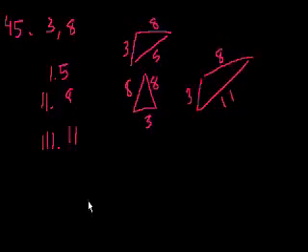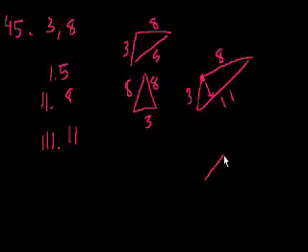Is this possible? Well, no, because 3 plus 8 is 11. So the only way you're going to get 11 is if you push this side all the way flat. That's the only way you're going to get the length of this third side to be 11. In fact, 11 is the upper bound on what this third side could be.